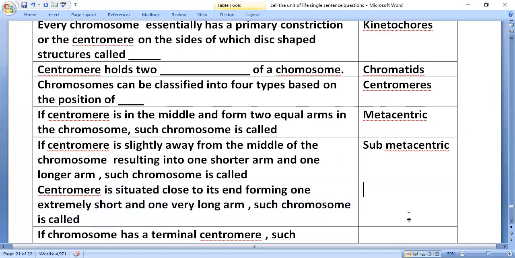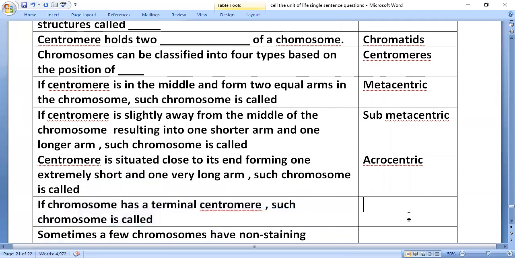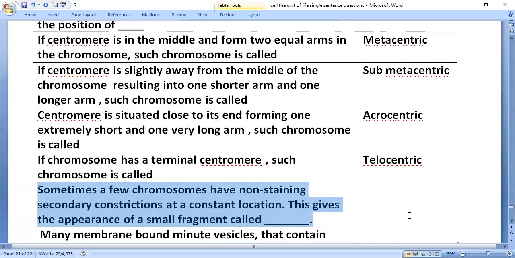If the centromere is situated close to one end, forming one extremely short and one very long arm, it is an acrocentric chromosome. If a chromosome has a terminal centromere, it is called a telocentric chromosome. Sometimes a few chromosomes have non-staining secondary constrictions at a constant location. This gives the appearance of a small fragment called a satellite.